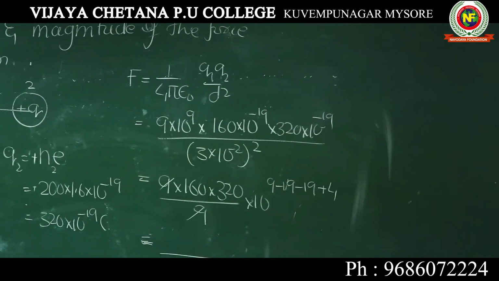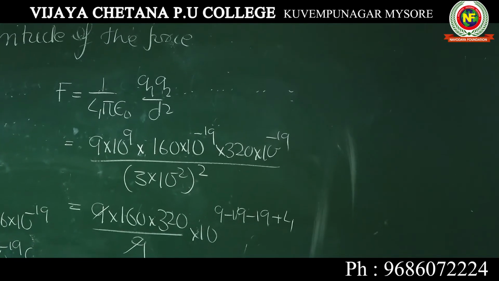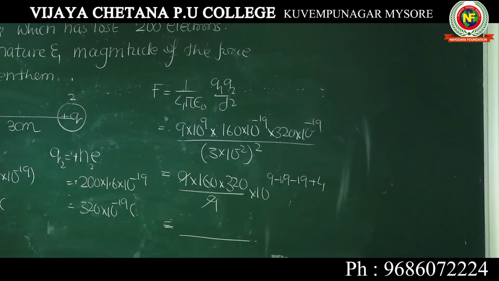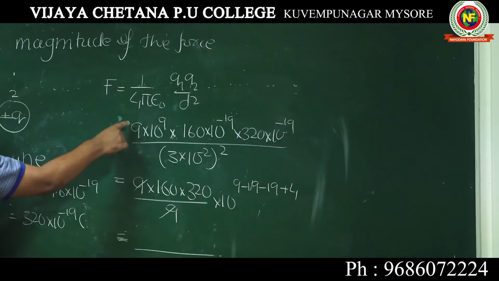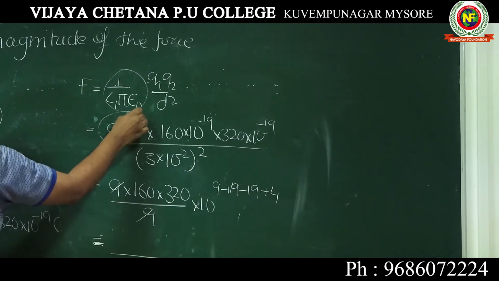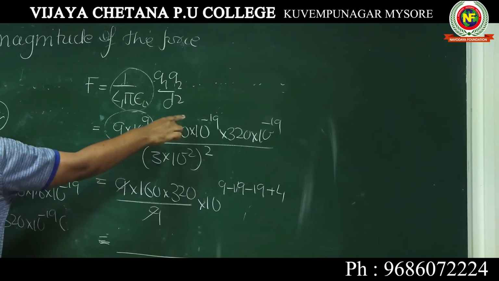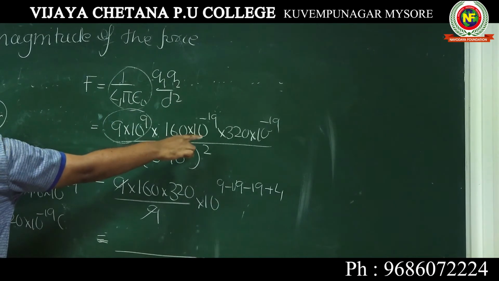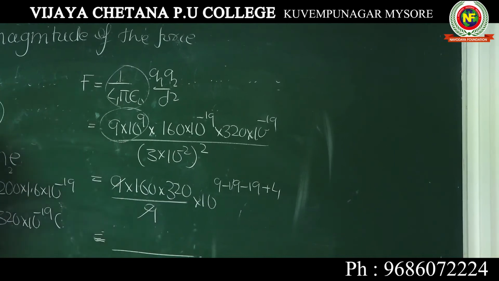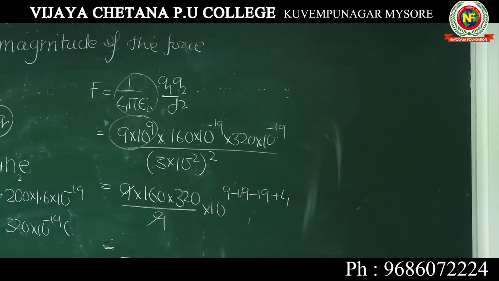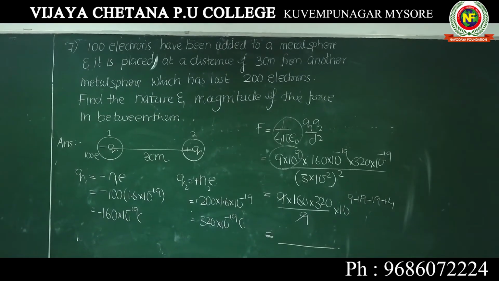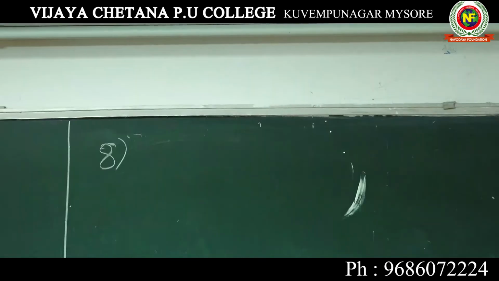There the force is given by 1 by 4 pi epsilon naught Q1 Q2 by d square. So if you put the values, 1 by 4 pi epsilon naught, this whole term is 9 into 10 to the power of 9. Q1 is 160 into 10 power minus 19. Q2 is 320 into 10 to the power minus 19 divided by distance square. On further simplifying this, you end up with the required result. Understood clearly? Right. Okay. Now we'll move on.